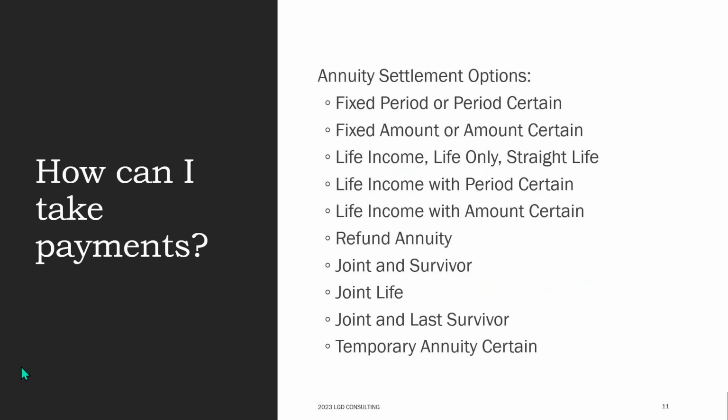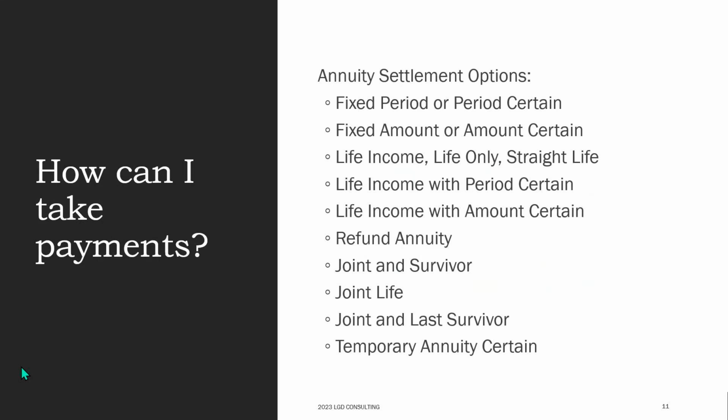We can pay a fixed amount. You know, maybe you want $3 grand a quarter until the money runs out. Okay, so we pay you $3 grand a quarter till the money runs out. And if you died too soon, well, then you name a beneficiary, and they'll get the $3,000 until the money runs out. Okay, so we're going to make a set payment until principal and interest are exhausted. That's called fixed amount, or sometimes it's called amount certain.